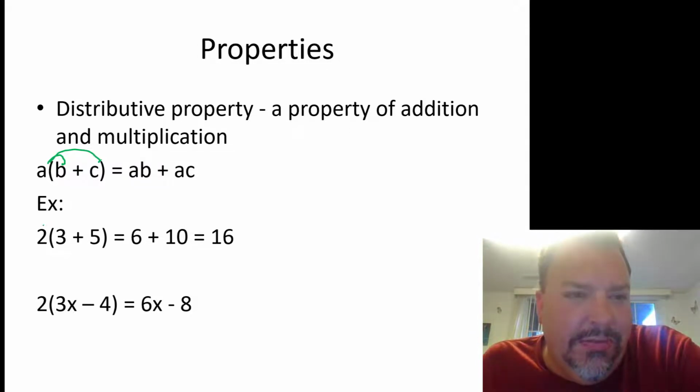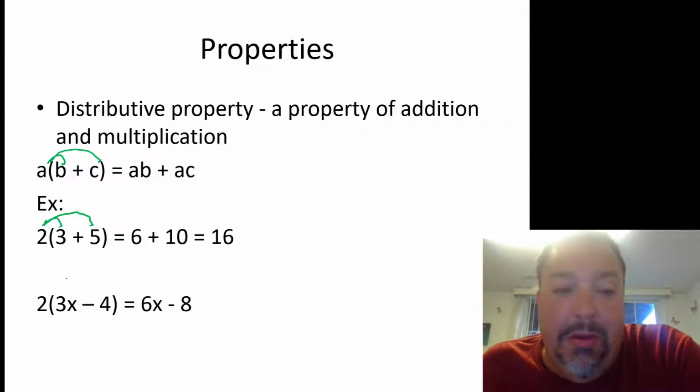So with numbers, for example, 2 times the quantity of 3 plus 5. Normally, this would tell us to add the 3 and the 5 first, and then multiply by 2. But we can distribute the 2, and we get 6 from the 2 times 3, plus 2 times 5 is 10, so we get the answer of 16.